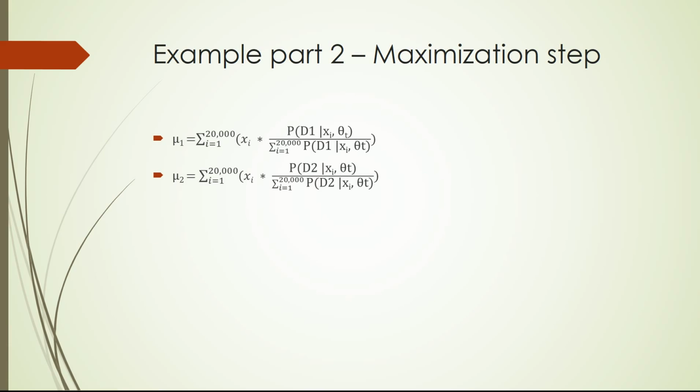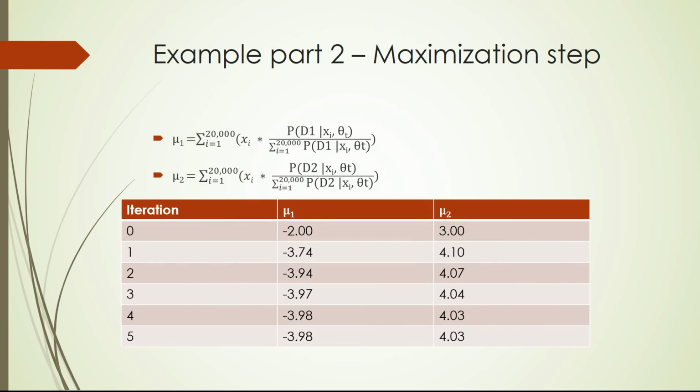Now that the probabilities for all the data points have been calculated, we move on to the maximization step. The goal of the maximization step is to calculate new values for the median for each probability distribution. Notice that the new medians are weighted averages of the data points where the probabilities are used as weights. To save time, the table shows the values of mu1 and mu2 for iterations 0 through 5.